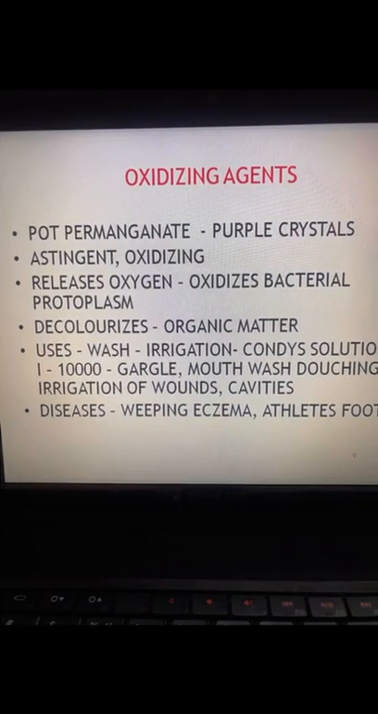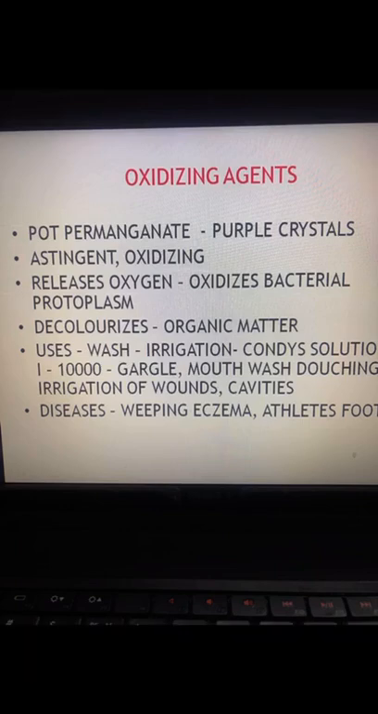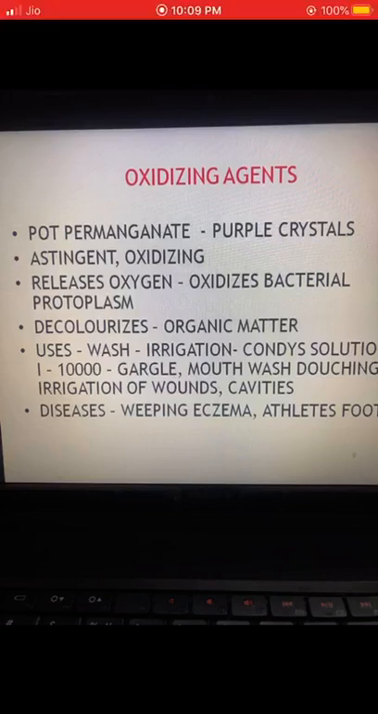Then we've got oxidizing agents in this, which includes potassium permanganate, which is the most commonly used oxidizing agent, available as purple crystals. And we've got astringent and oxidizing action. And mechanism of action of the oxidizing agents is they release oxygen, which oxidizes the bacterial protoplasm, and they decolorize organic matter, and they use it in wash as irrigating the wounds. And in Condy's solution, which is used in dental practice, in 1:10,000, and uses gargle, mouthwash, douching, irrigation of wounds, cavities, and so on. And they also use in certain diseases like weeping eczema and athlete's foot.